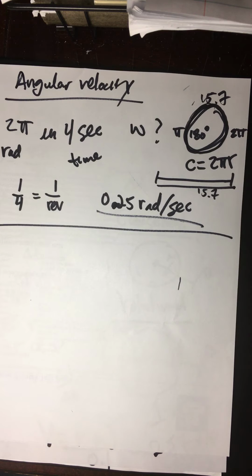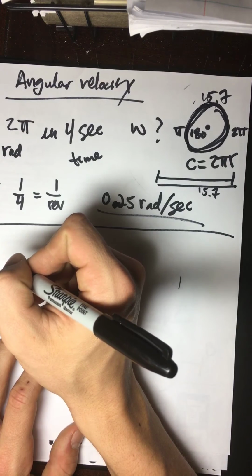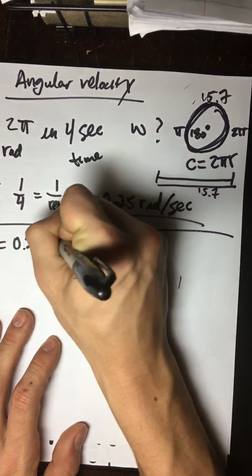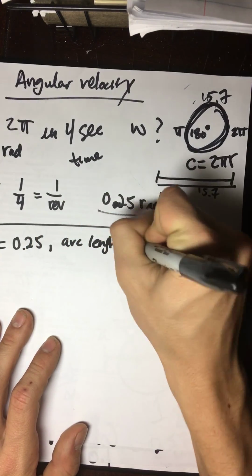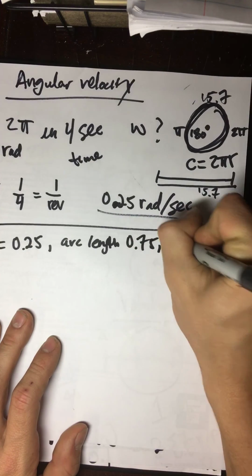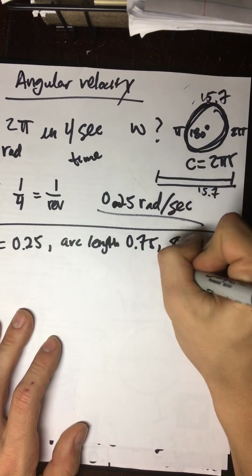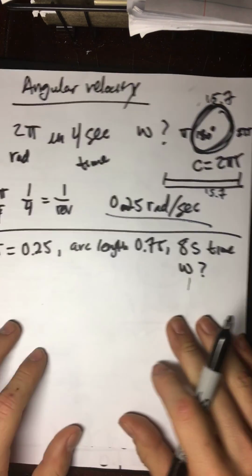Okay? So now, very similar, we want to use one with an arc length. So we have a circular path, and we have a radius. If we're given a radius of 0.25 and an arc length of 0.75, and we have 8 seconds as our time, we want to find the angular velocity, which is W once again, okay? So in this case, we could use something very similar.